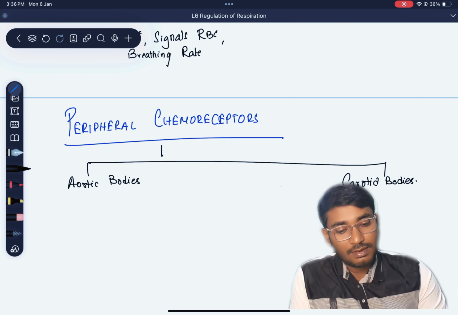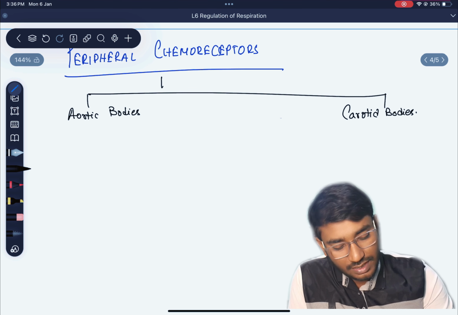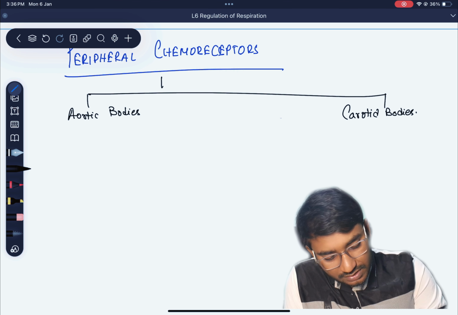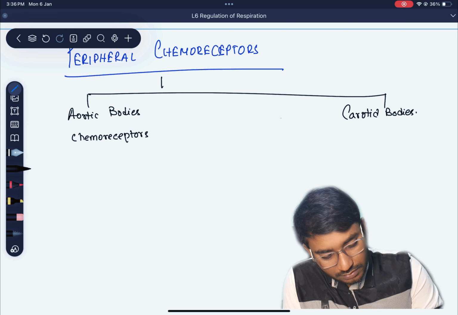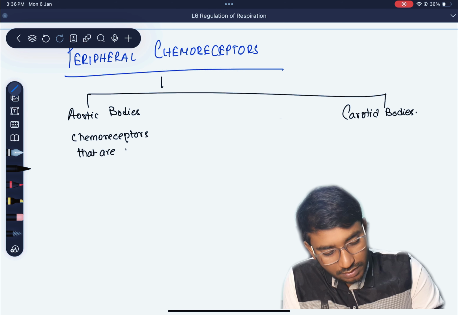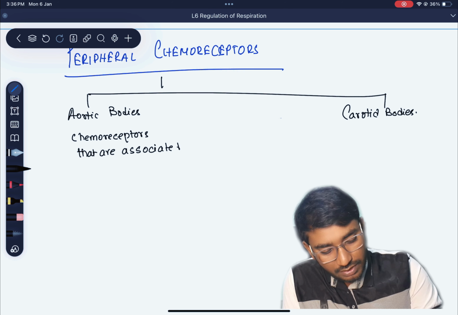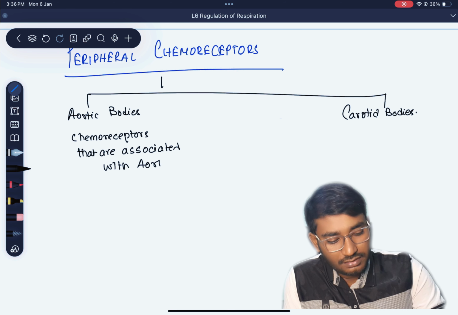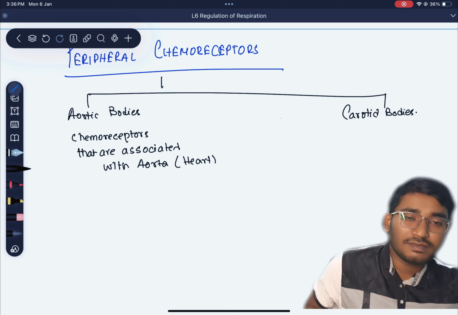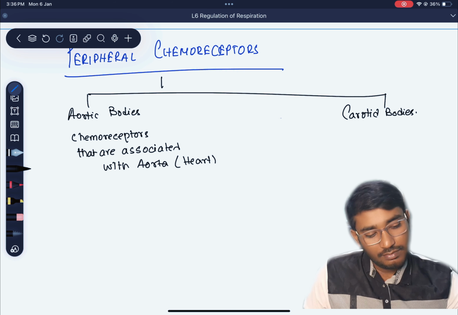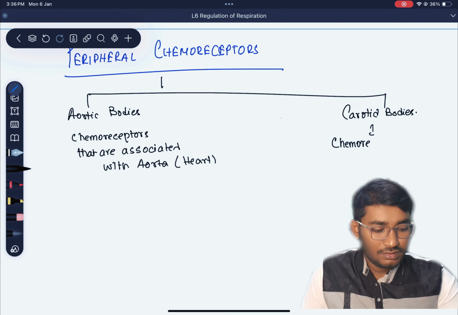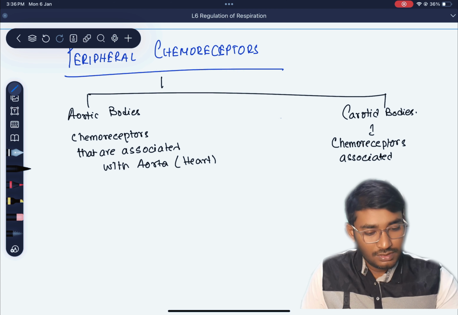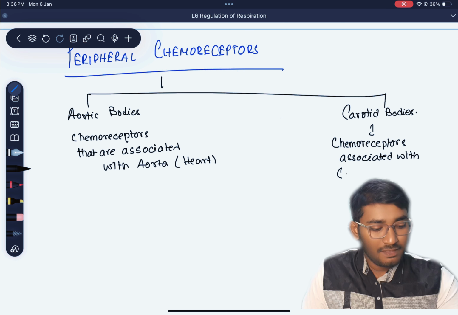Okay, what are the aortic bodies? Chemoreceptors that are associated with the aorta, where in the heart. And the carotid bodies, chemoreceptors that are associated with the carotid artery.